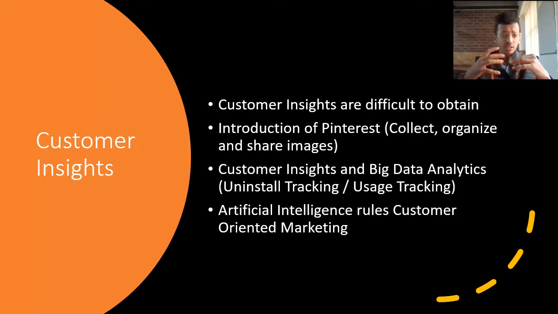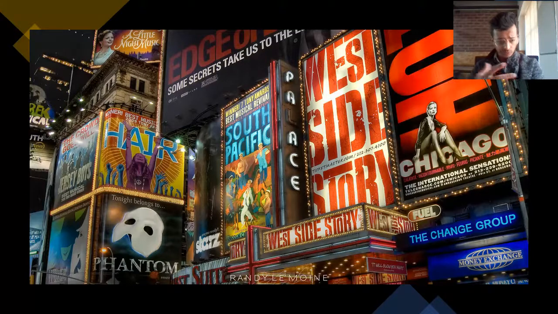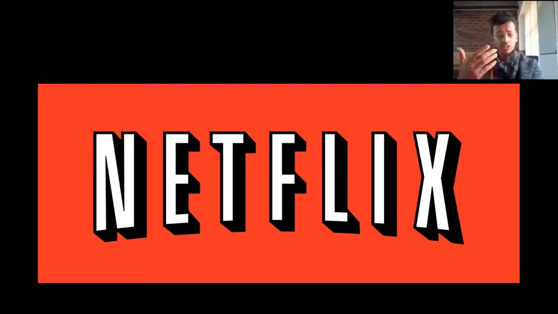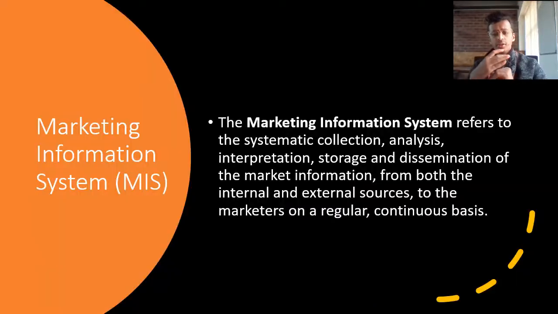So this is where big data analytics and artificial intelligence are coming over to take over the collection and management of customer insights. We had also looked at this particular example where right now we're in the age of personalized advertisements instead of mass advertisements. Knowing this, the one thing that we need to understand at this point is something called a marketing information system.